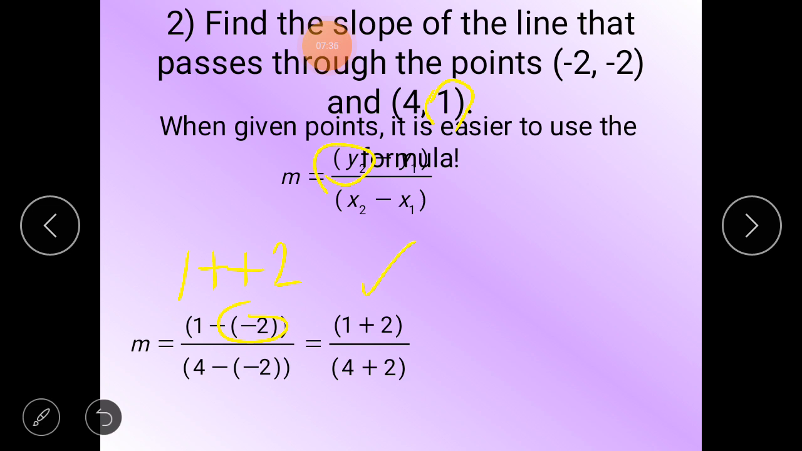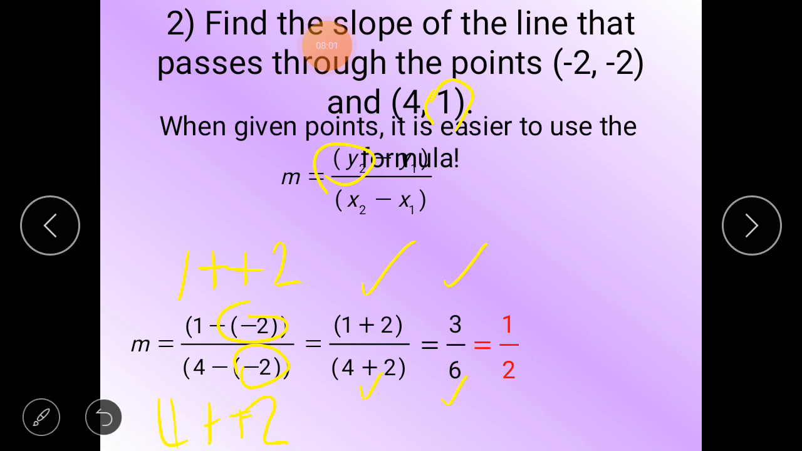Same with this one. Change the sign of the subtrahend. The subtrahend is -2. Then minus will become plus, so this will become 4 plus 2. Then simplify. 1 plus 2 equals 3. 4 plus 2 equals 6.